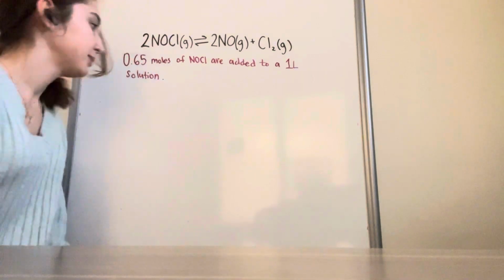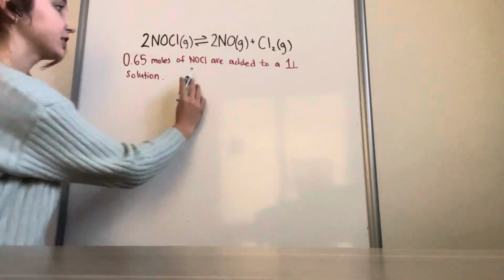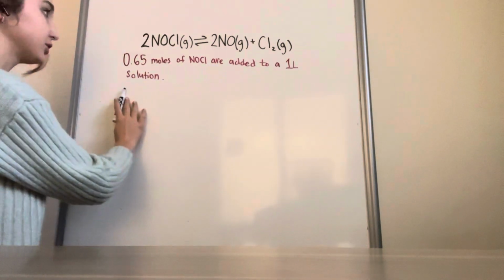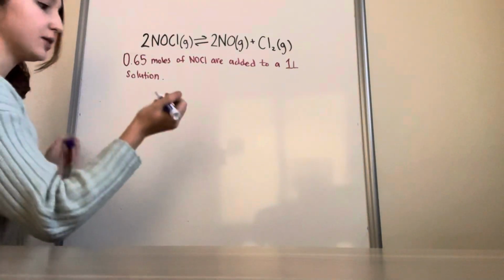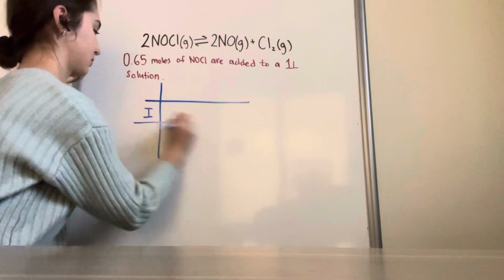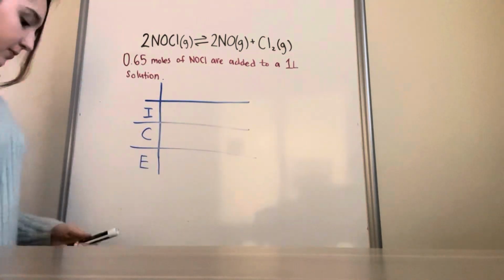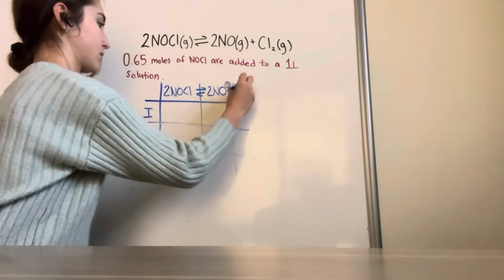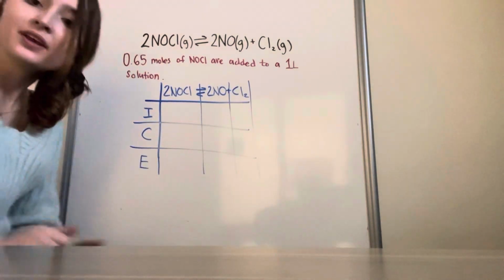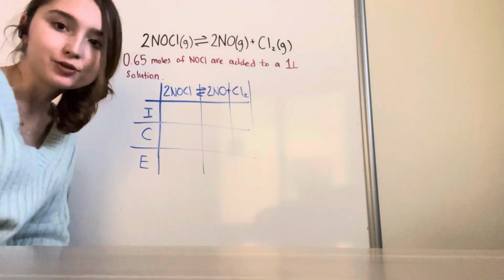Okay, let's do an example. We're given the following information. 0.65 moles of nitrosyl chloride are added to a 1 liter solution. And here's our chemical equation up here. Let's construct our ICE table. Okay, now that we have our ICE table, we can begin filling in information.